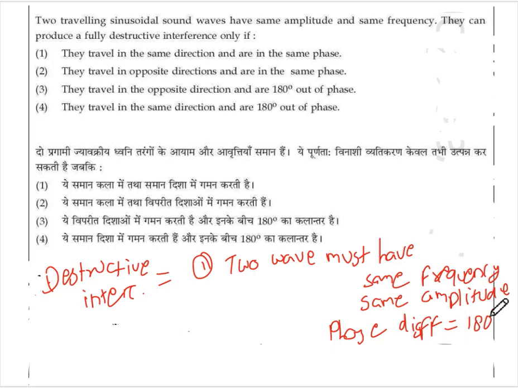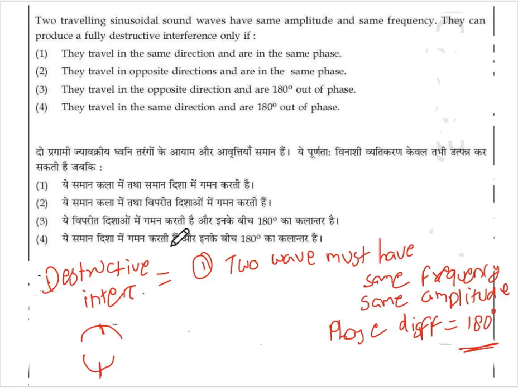For this case, what happens? If the phase difference becomes 180 degrees, then one wave's crest, the top part, will exactly coincide with the other's trough. So for one wave, its crest will exactly coincide with the other's trough. That's why it will produce a destructive interference.